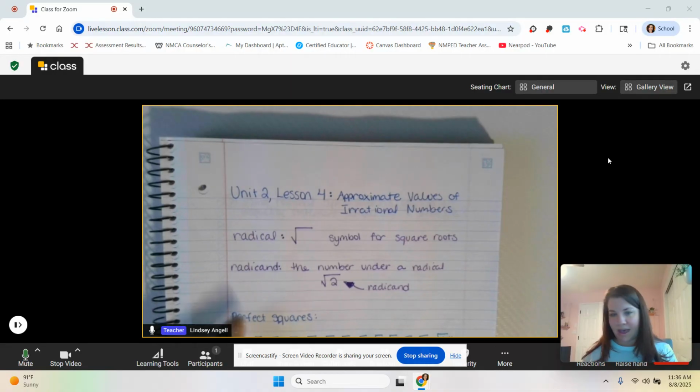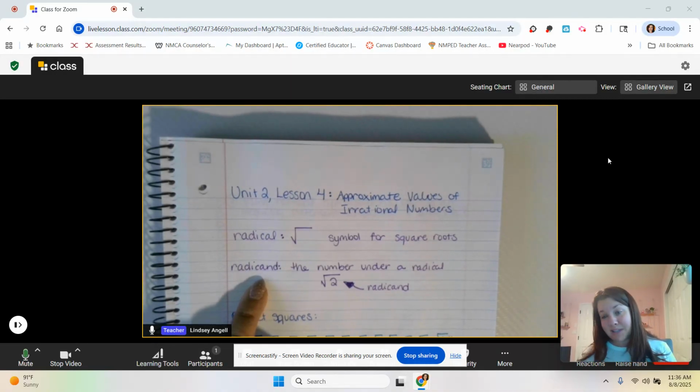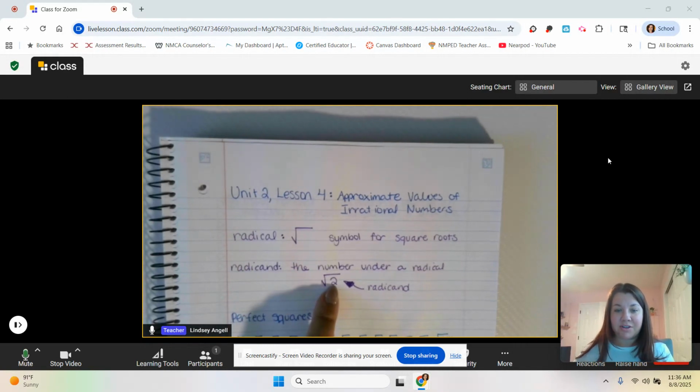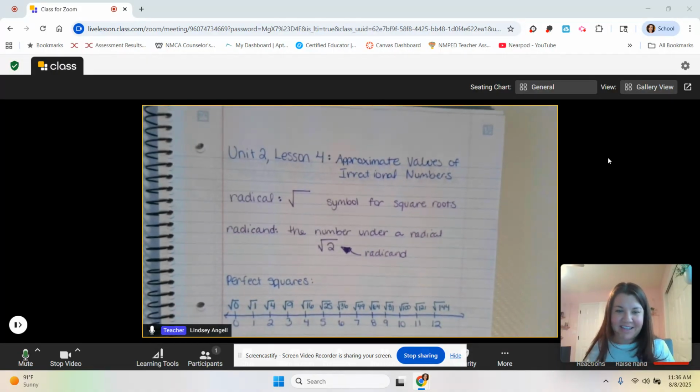We'll talk more about that, especially with these perfect squares. And this term, I just thought it was kind of cool, radicand. A radicand is the number under the radical. I just like that term.